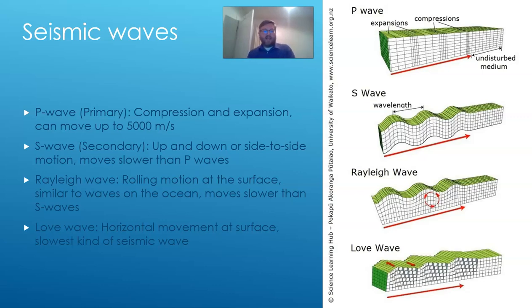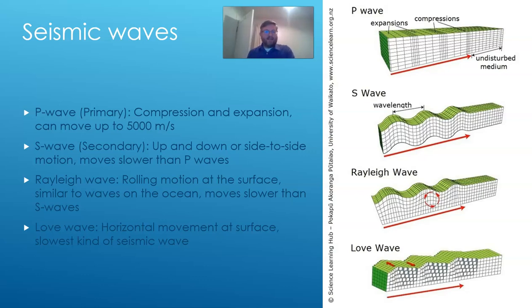And these P waves can move fairly fast. So depending on the medium that they're moving through, right, what kind of rock they're traveling through, they can move up to 5,000 meters per second. That's kind of maximum speed. Most of them might move slower than that if they're moving through less optimal kinds of medium, but they can move pretty fast. And they're the fastest overall of our waves.